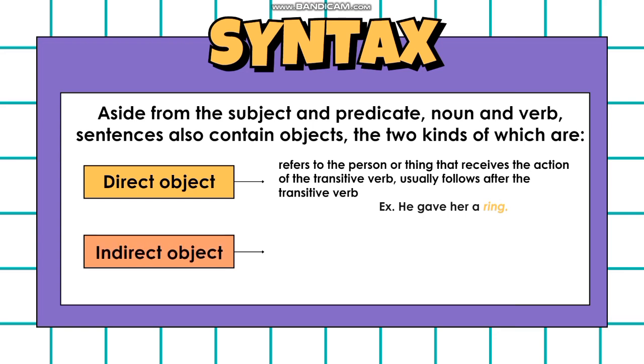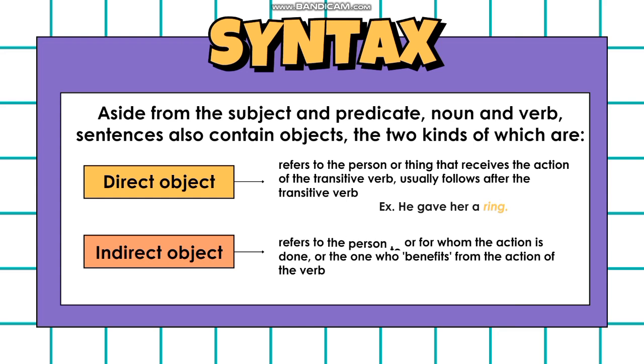The next one is for the indirect object, which refers to the person to or for whom the action is done, or the one who benefits from the action of the verb. So in the example, he gave her a ring, the indirect object is her. Now you have noticed that we have mentioned here transitive verb. Well, we will learn more about it on the next slide.